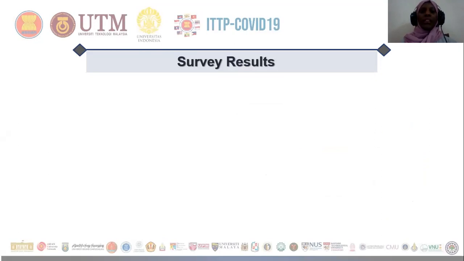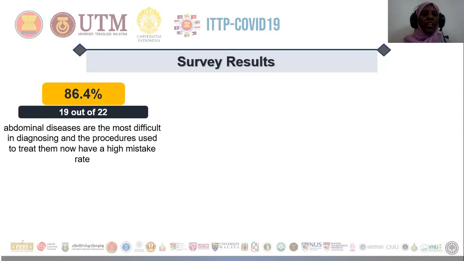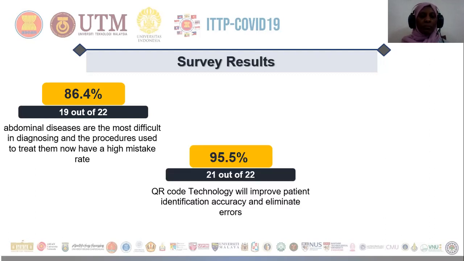we made a survey and asked 22 doctors from different specializations about their perspectives of this model. Their results were: 19 out of 22 believe that abdominal diseases are the most difficult diseases to diagnose, and the procedures used to treat them now have a high mistake rate. 95.5%, or 21 out of 22, believe that QR code technologies will improve patient identification accuracy and eliminate errors.